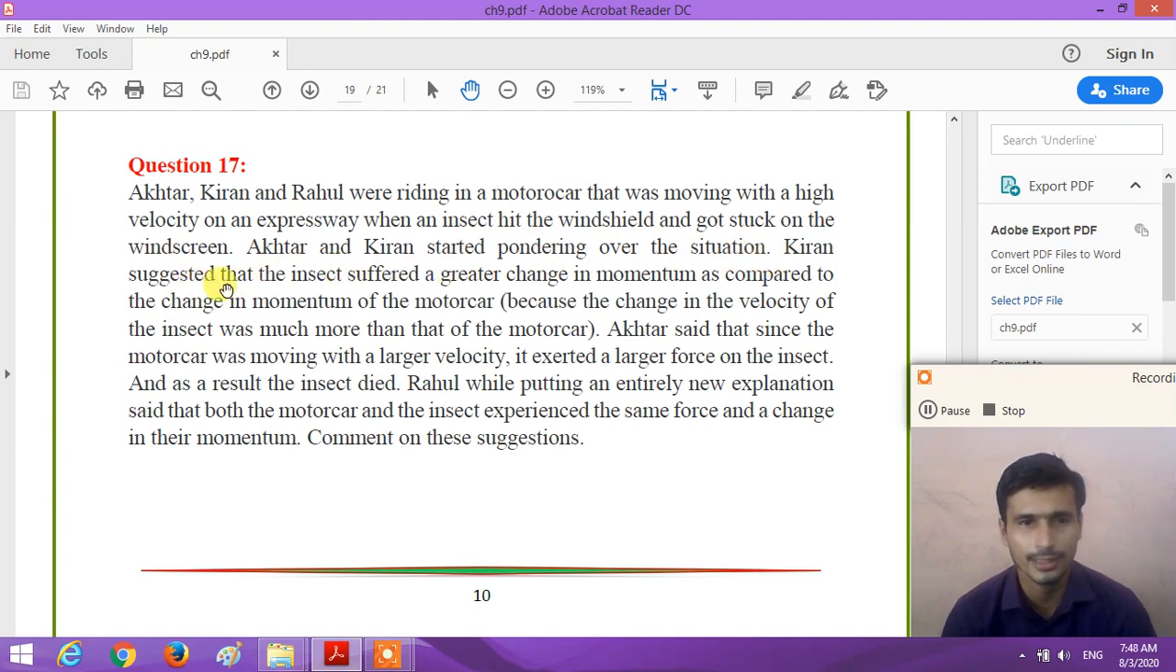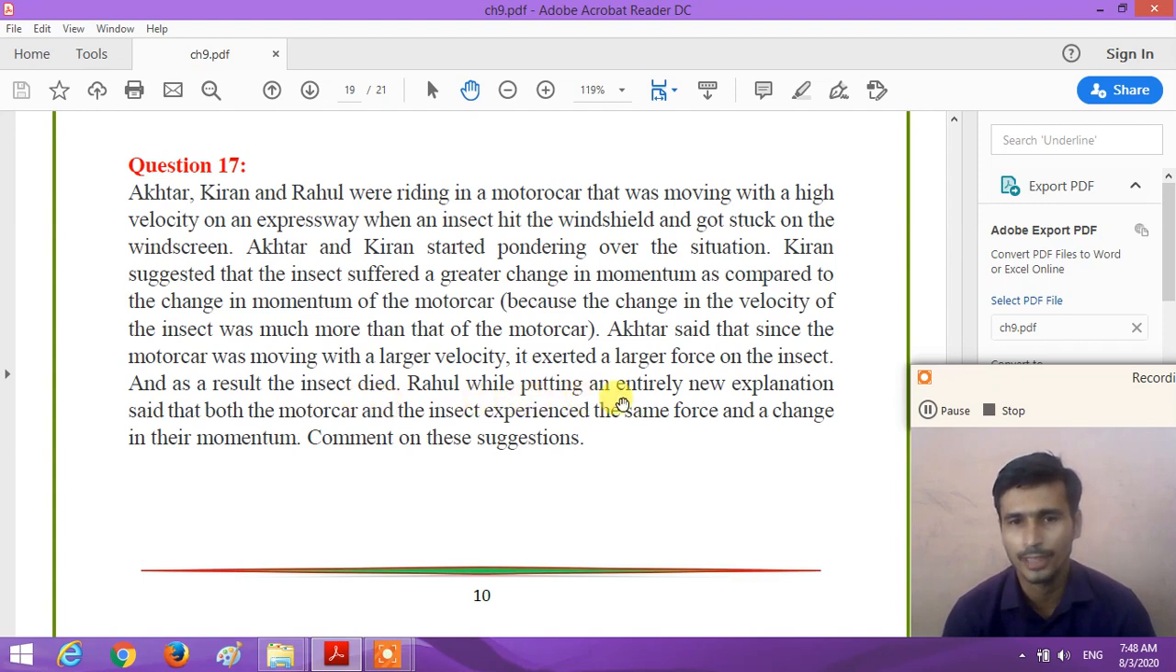Kiran suggested that the insect suffered a greater change in momentum as compared to the change in the momentum of the motor car, because the change in the velocity of the insect was much more than that of the motor car. Akhtar said that since the motor car was moving with a higher velocity, it exerted a larger force on the insect, and as a result the insect died.